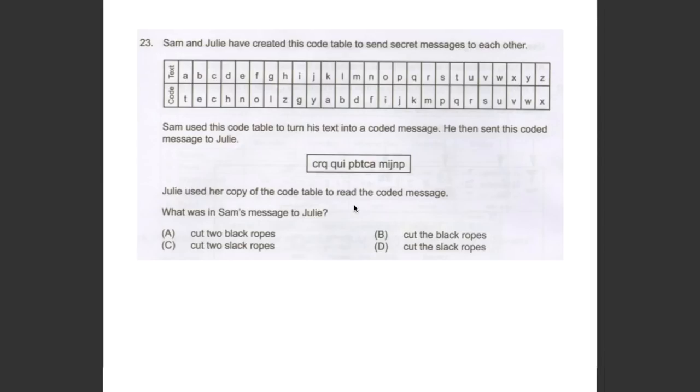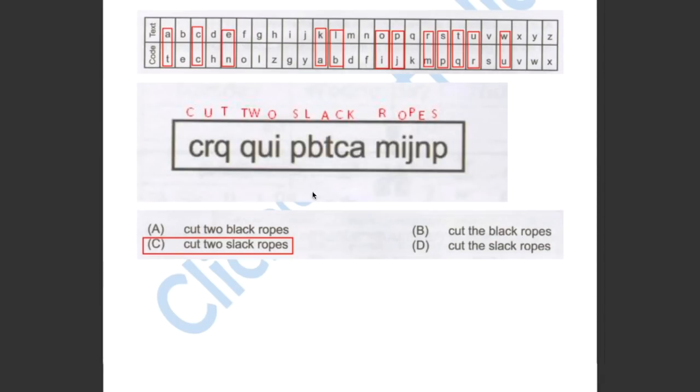In this question, it asks us, what was in Sam's message to Julie? Let's move to the explanation. So, as you can see, CRQ, QUI, PBTCA, MIJMP means cut to slack ropes. So the answer has to be C.